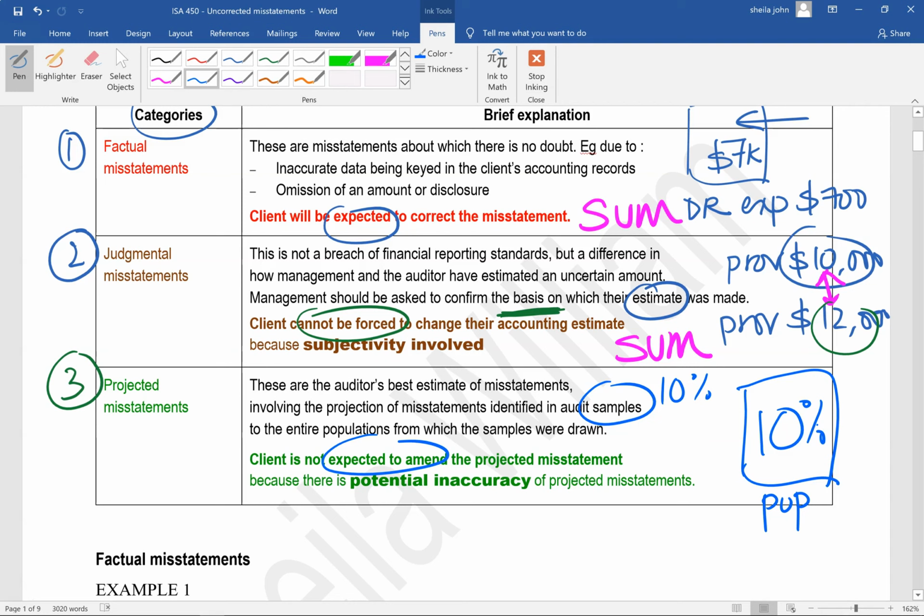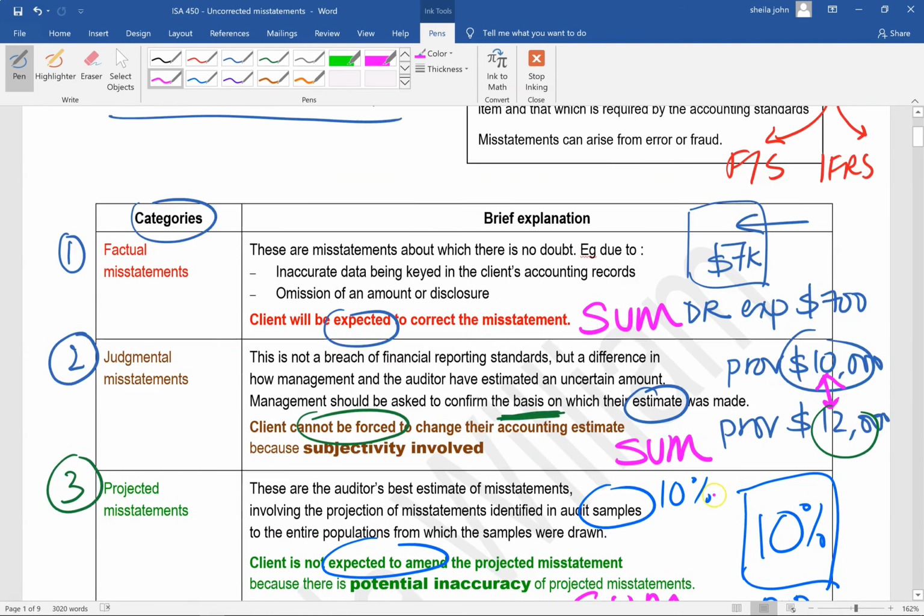Okay, but we need to come up with a projection. And from the projection, we can actually put it into the summary of uncorrected misstatements, at least use it as a basis to discuss this particular misstatement with the client. All right, so let's start again.